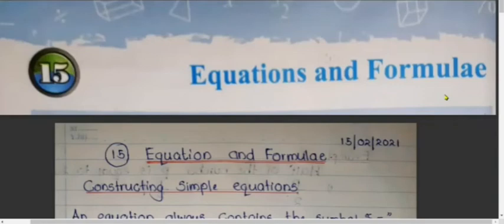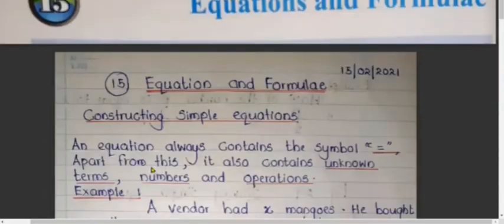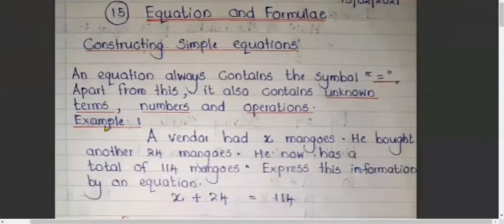Grade 7 students, today I am going to explain the lesson equation and formula. Constructing simple equations. An equation always contains the equal sign, unknown terms, numbers, and mathematical operations.